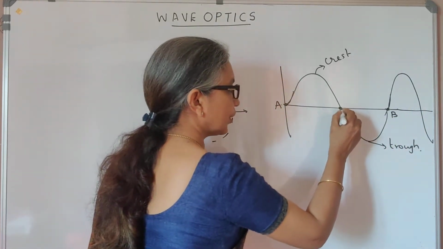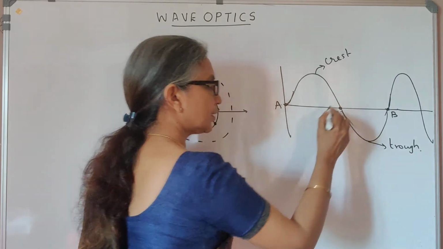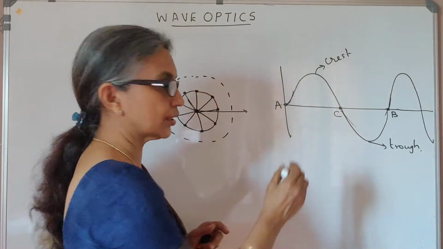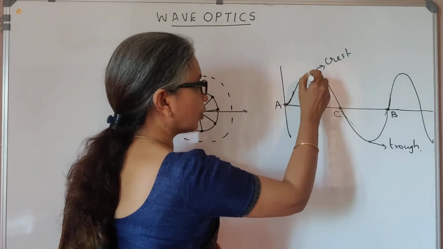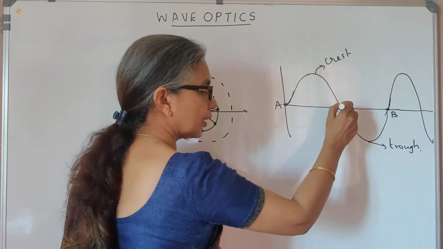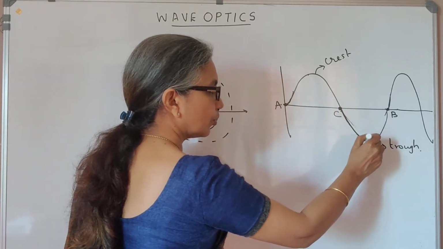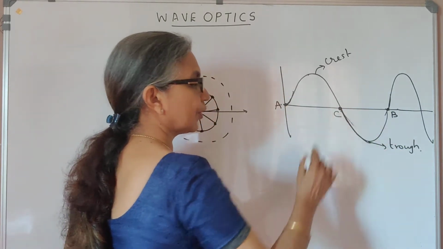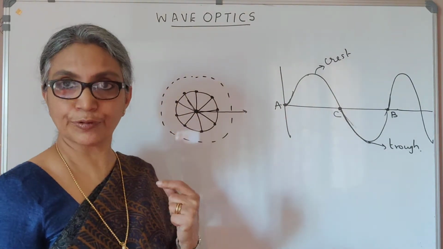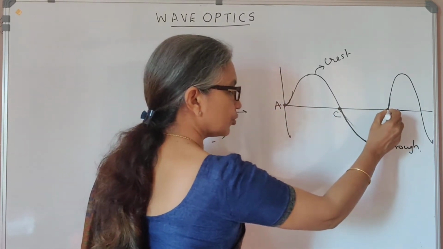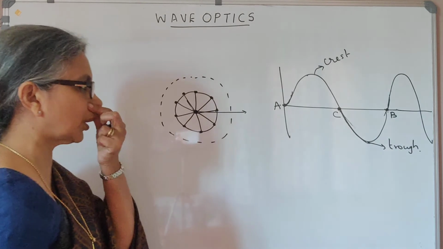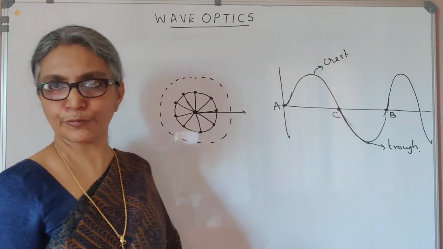If you look at these two points, even though A and C are on the same position, the wave is doing two different things. That is, here the wave is attaining peak values in the positive direction, but here, even though it's on the same position, the wave is now going down. So these two points are out of phase. So to check whether two points are in phase, they should be at the same position and the wave must be doing the same thing at those two positions. So we now know A and B are in phase.